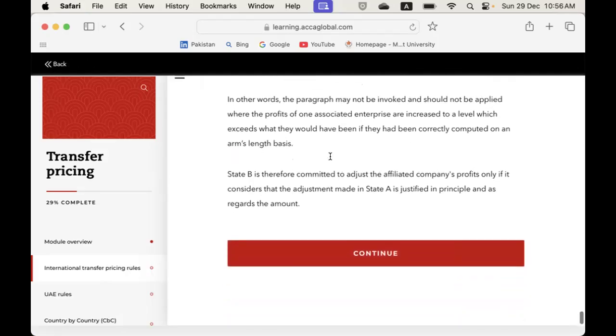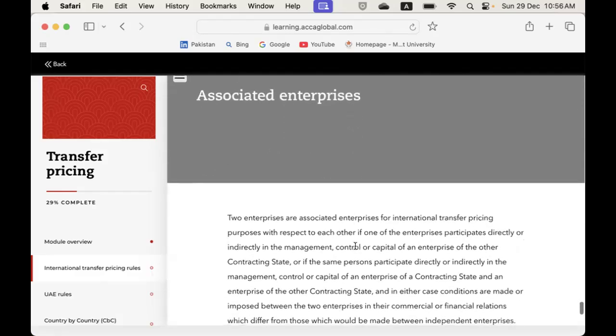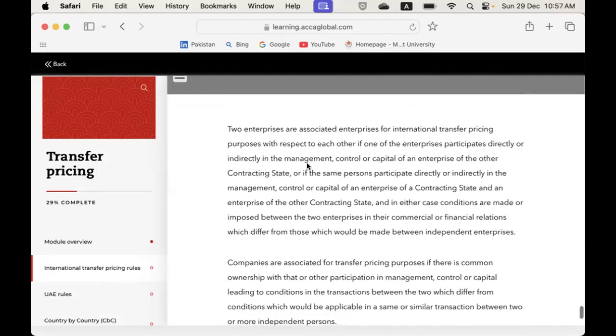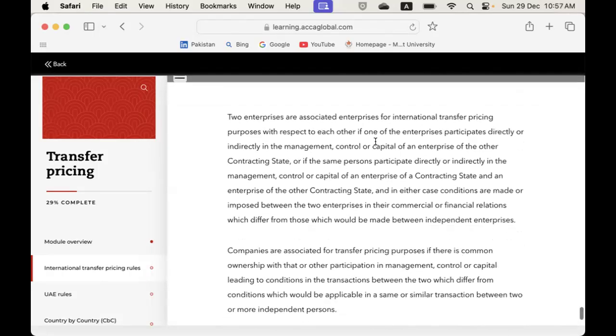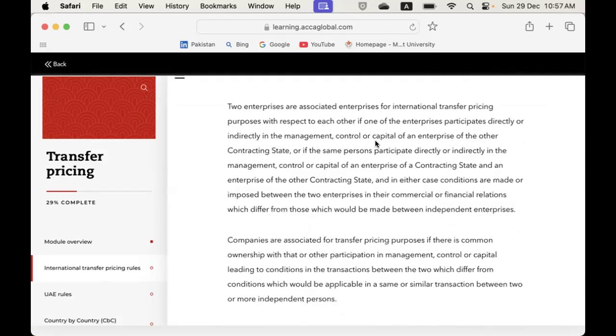So I'm going to go to the next thing because this is kind of a repeat. Now we are talking about associated enterprises. Two enterprises are associated enterprises. I think you've understood it. So instead of reading it, I'm going to ask you to repeat your understanding, which we have read two or three times by now. What are associated enterprises? Can somebody give this answer? What is meant by associated enterprises?